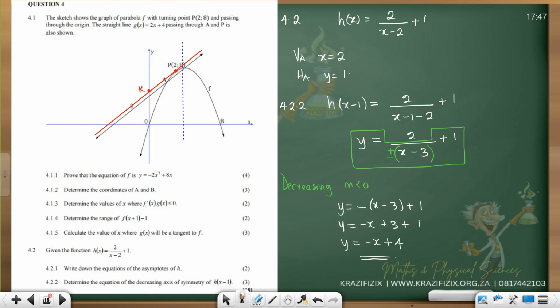Finish and clear. 19 beautiful marks. Are we good?